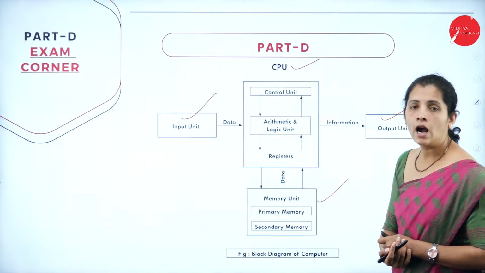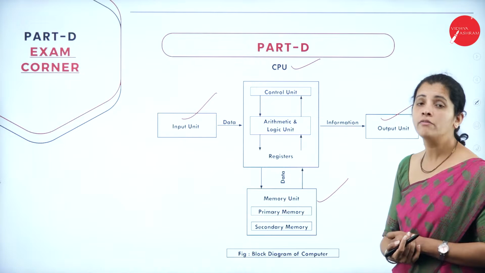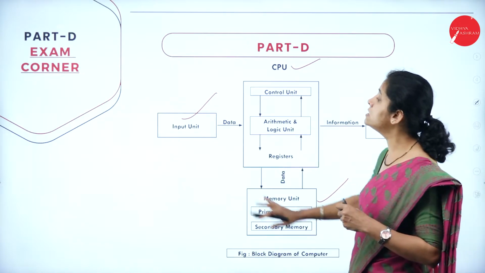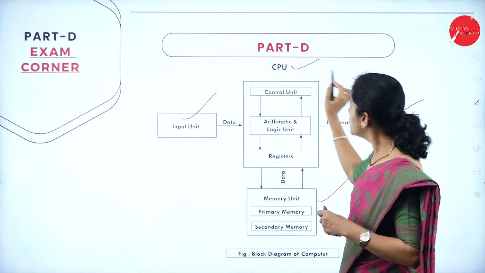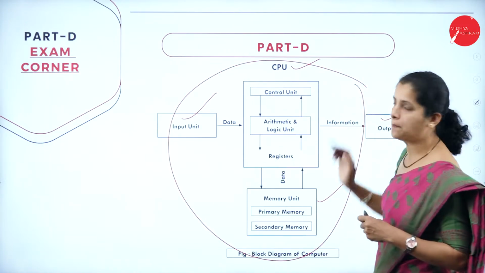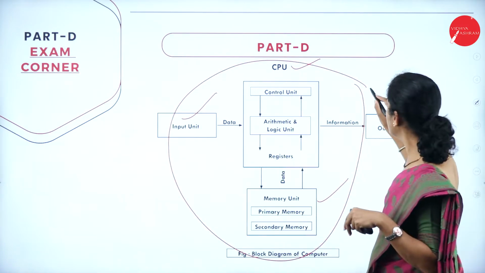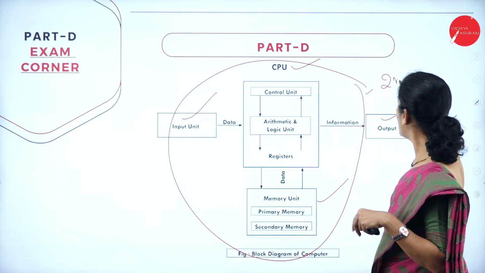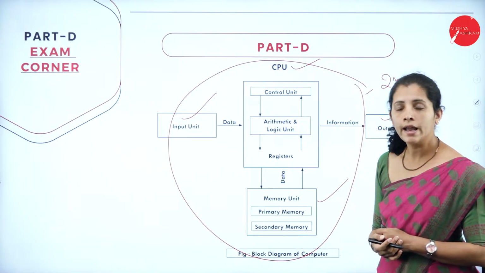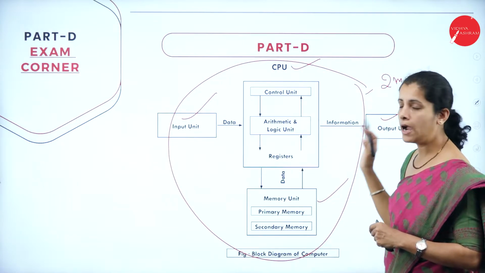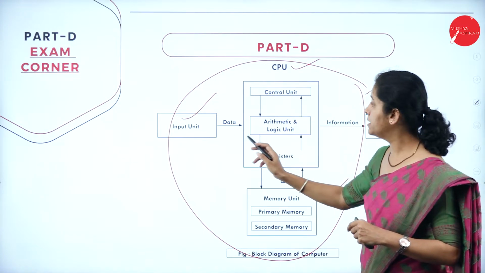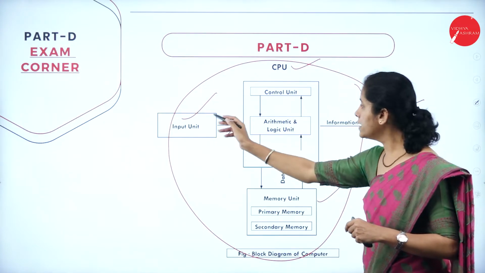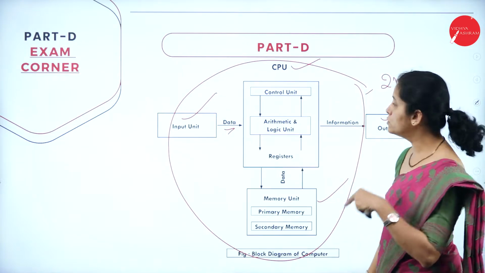Now, how to answer this question? First, I want to list the functional units. Before that, write the diagram. And this diagram carries 2 marks. Write the diagram properly and write the arrows or connectivity properly. Now, I want to send the data from the input device to the CPU.